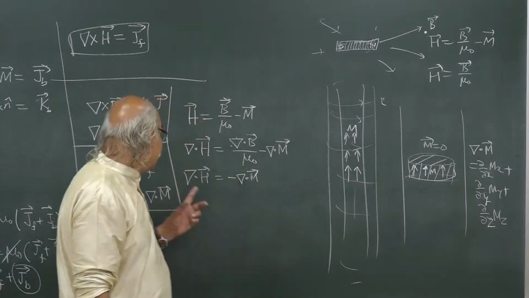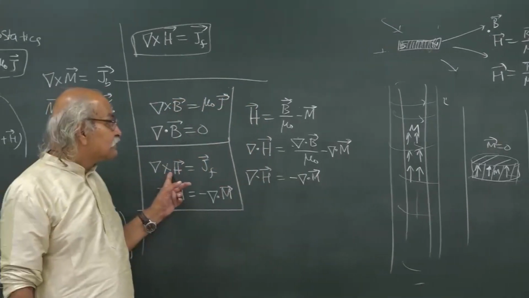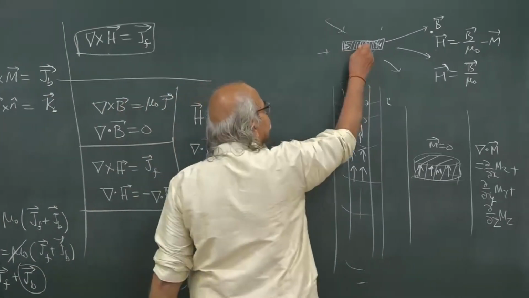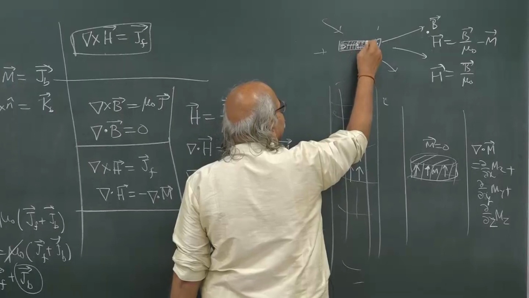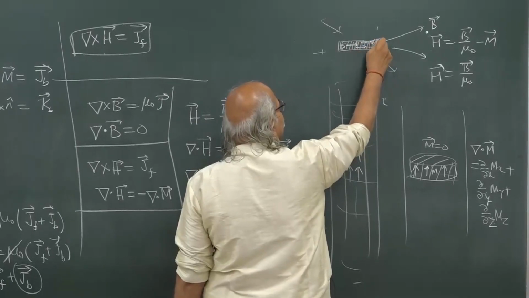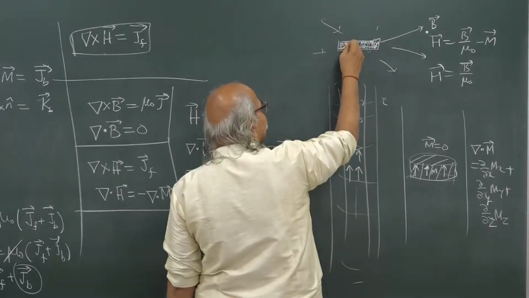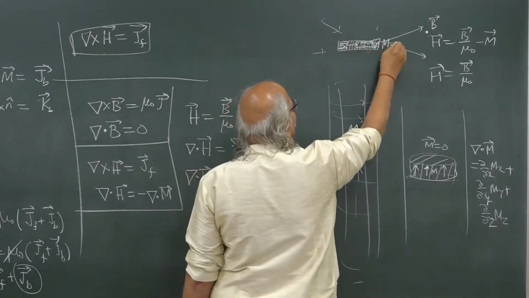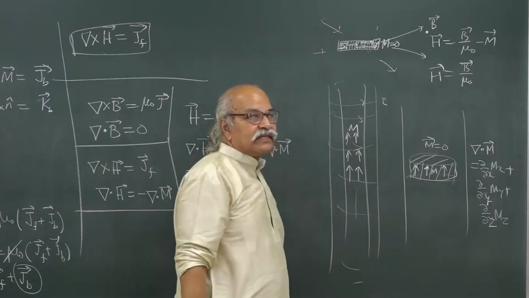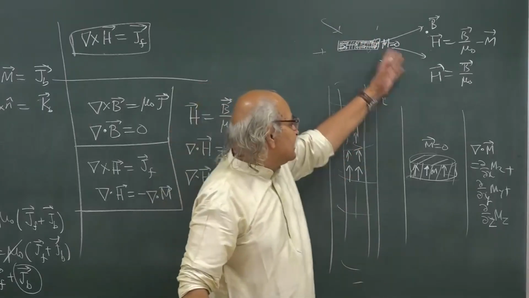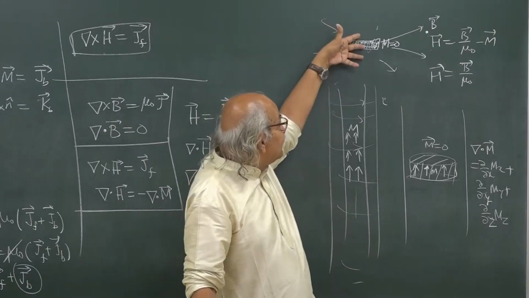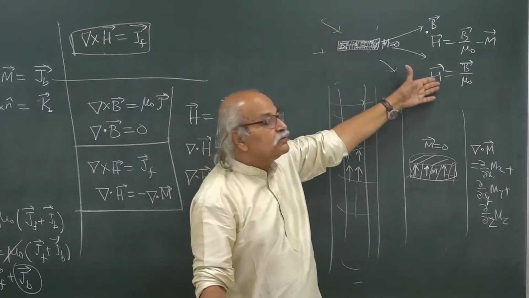This alone cannot give you H. Here also the same story. This is a magnet, so the magnetization is like this. This is the magnetization, but the magnetization is only up to here, and once you come out of this magnet, this magnetization becomes 0. So, similar case here. So, here also you see that the bound current itself is giving you H.